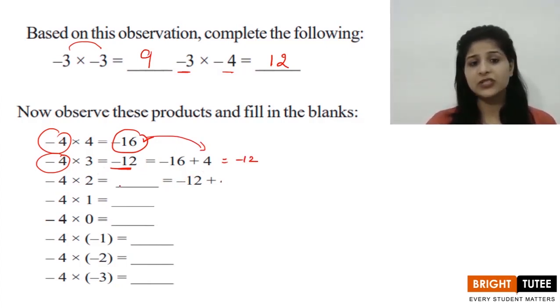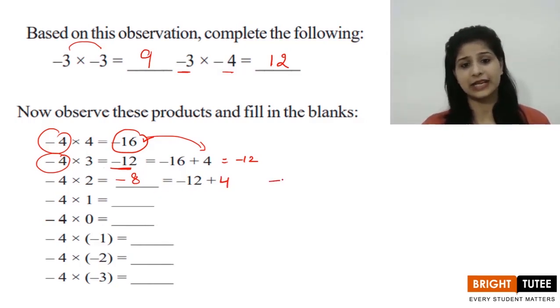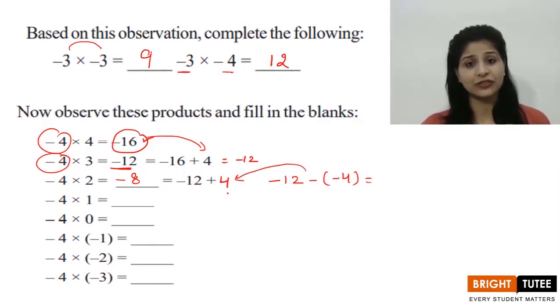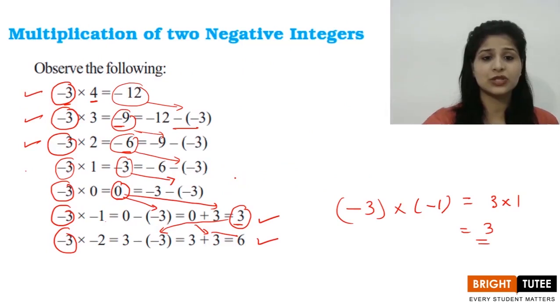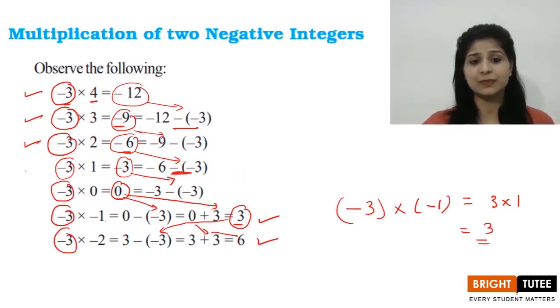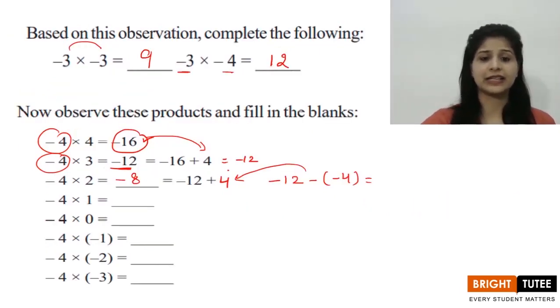See, minus 4 and 2 is minus 8. How do we get minus 8? When in minus 12, I'll add 4, I'll get what? Minus 8. Or what can I say? From minus 12, I will subtract minus 4. Yeah, this means the same thing. We are adding 4. In the previous case also, see students, we were doing this. Minus and minus is plus here. And here we are directly writing the plus.